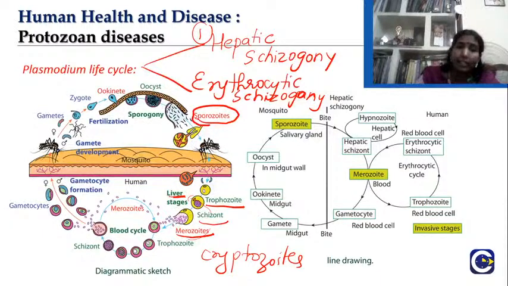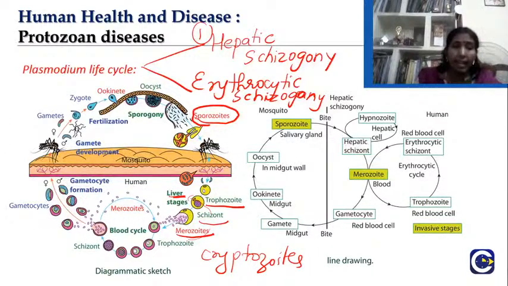Now once they enter the RBC, you know that it has got the tasty hemoglobin in it and all that, and it will start consuming it. It will form the trophozoites. Now these trophozoites will have a lot of divisions, and it is going to form the schizont. That is the schizogony. Many multiple fission, many nucleated cells, and that entire thing is called the schizont. Now this schizont is going to rupture, and it is going to release what are called the gametocytes. Gametocyte formation will occur here.